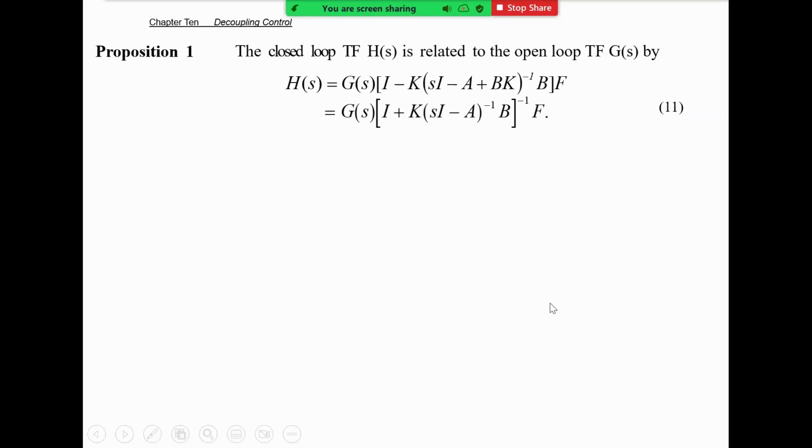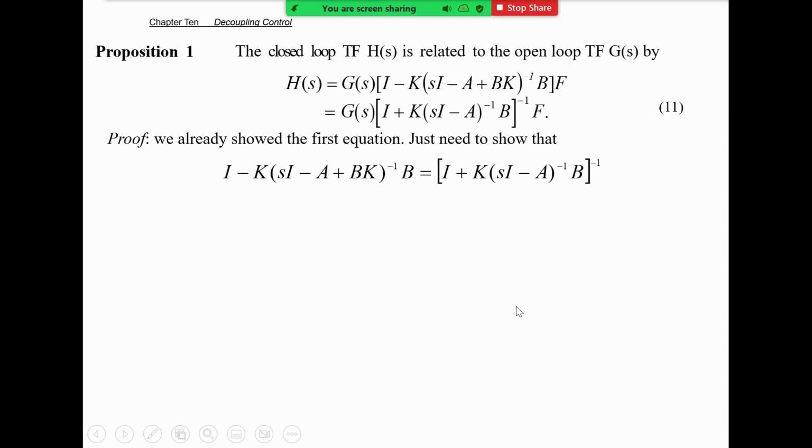Okay, but let's try to prove this. We already know how to derive the first one, so the only thing we need to do is to show that those two matrices are the same. This matrix in the middle equals the inverse of this matrix.